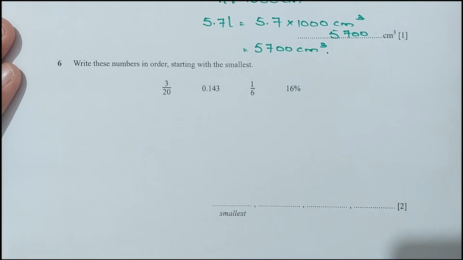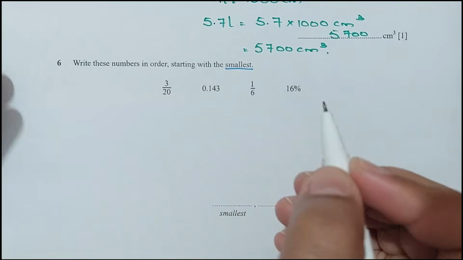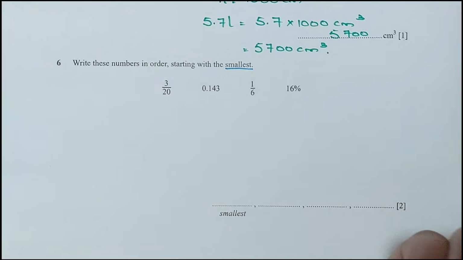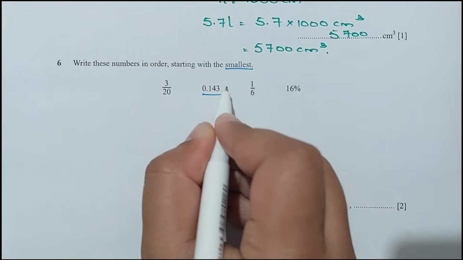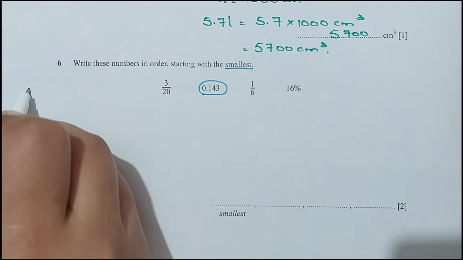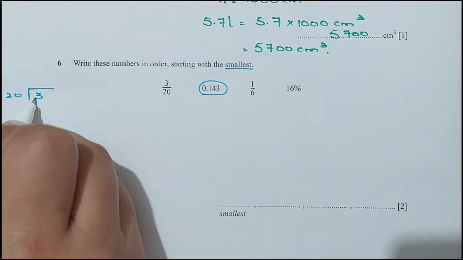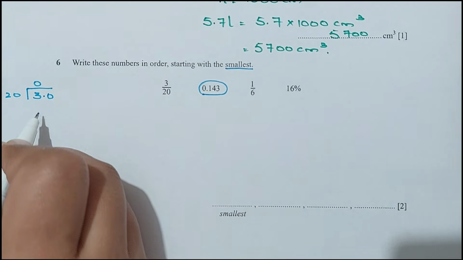Question number 6, write these numbers in order starting with the smallest. Okay, so we have to convert all of them into decimal. So this is already in the decimal form. So we have to find the decimal of 3 over 20. Let me do this. We have 20 outside and we have 3, 0, dot 0.